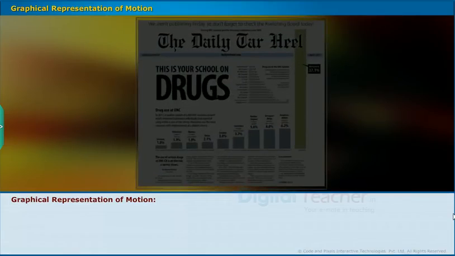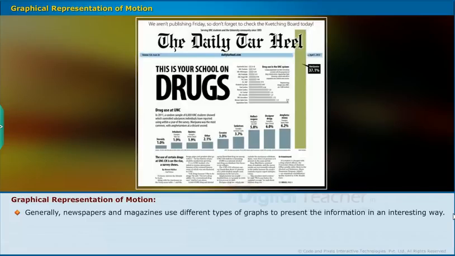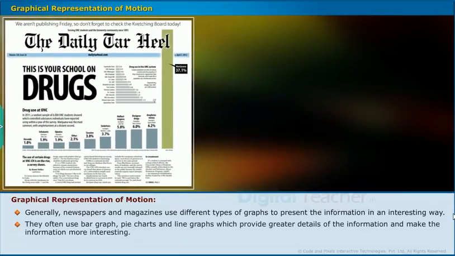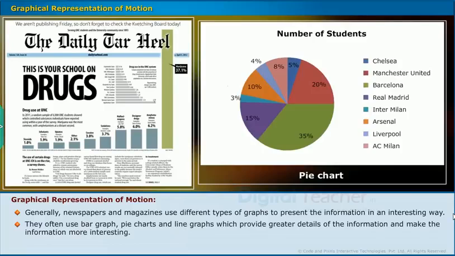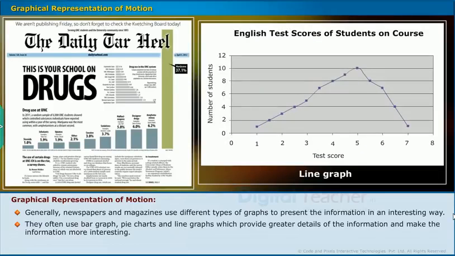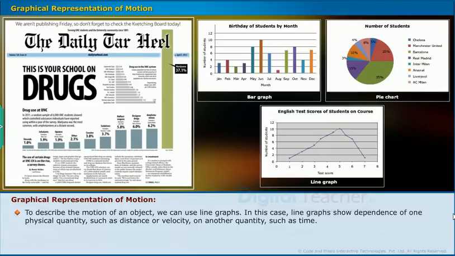Let us know the graphical representation of motion. Generally, newspapers and magazines use different types of graphs to present the information in an interesting way. They often use bar graphs, pie charts and line graphs, which provide greater details of the information and make the information more interesting. To describe the motion of an object, we can use line graphs.